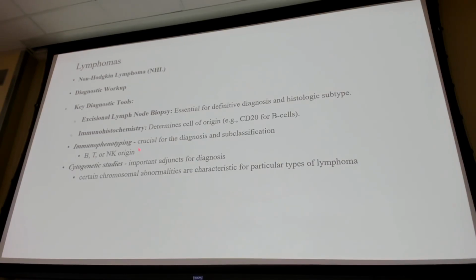Non-Hodgkin's, excisional biopsy. So how are you going to make this diagnosis? Excisional biopsy. Again, these immunochemistries, CD20 for B cells. Again, these are markers. Don't wrap your head around trying to memorize which marker goes to what cell. We'll leave that to somebody else to worry about.